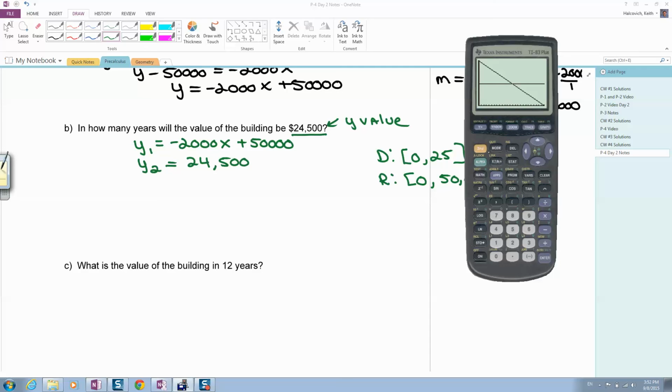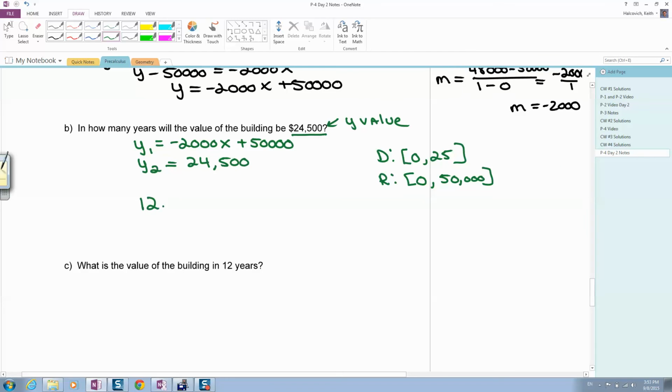So we go second, trace, down to intersect, and then you hit enter 3 times, and you get that it's 12.75 years. So that is our answer.